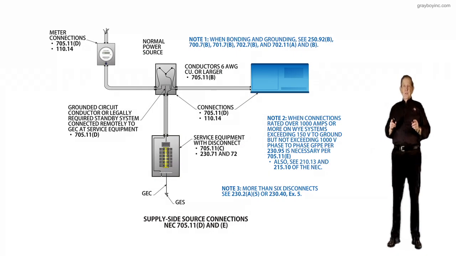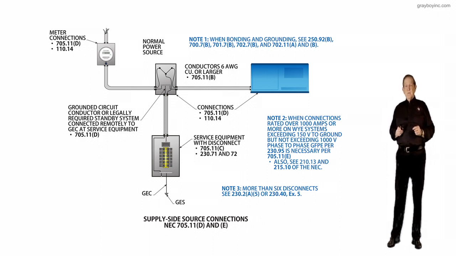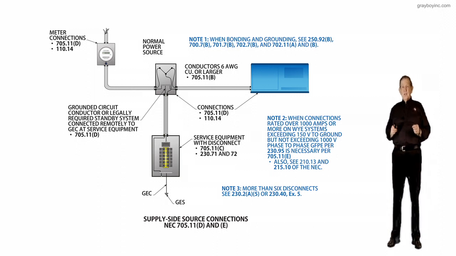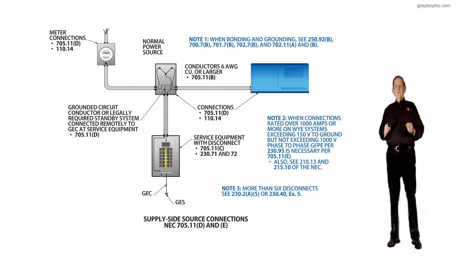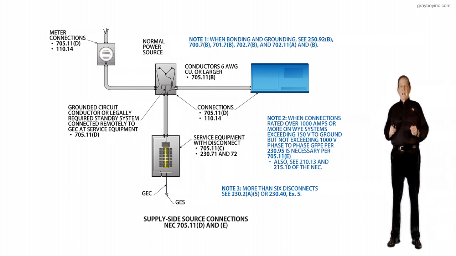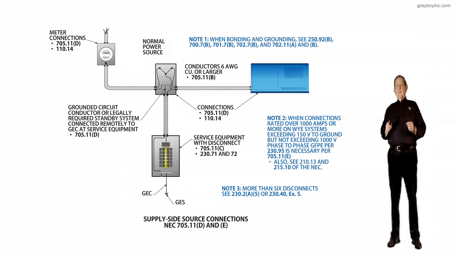This illustration covers the requirements for supply side source connections in accordance with 705.11(D) as in dog and (E) as in Ed. The purpose of change: a new section has been accepted and added to address supply side source connection for an electrical power production source.